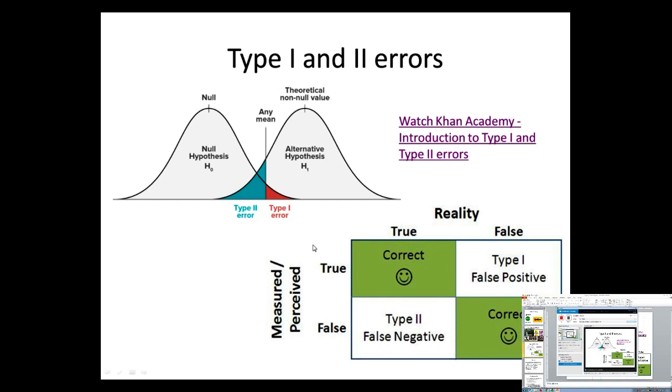Well, that might happen because you're selling to just your friends and family. So it looks like there's interest, but in reality, when you try to sell to other people, there wouldn't be interest. So in reality, your hypothesis that there's interest in your product or service is false, but when you measure it, it's true. That's a false positive. That's a type 1 error.